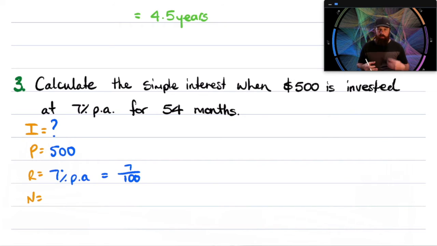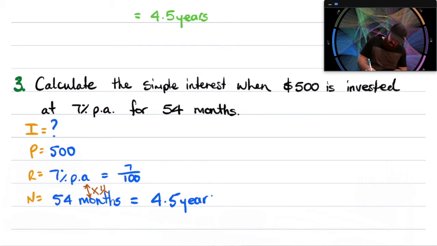And what was the time period for how long? Well, we invested that for 54 months. Now, notice those two are different. We have a per annum and we have a month. They're not in the same time unit, so we can't calculate it yet. However, fortunately enough, we already know that 54 months is 4.5 years, and the second that we mention years, we're happy now because per annum is a per year and 4.5 years. We're all in the same time frame here.